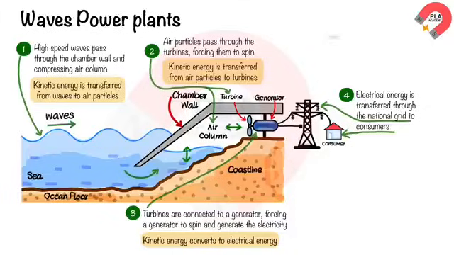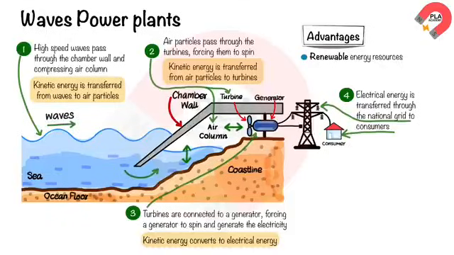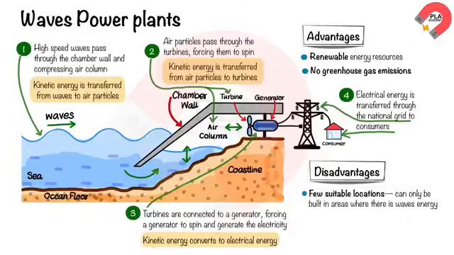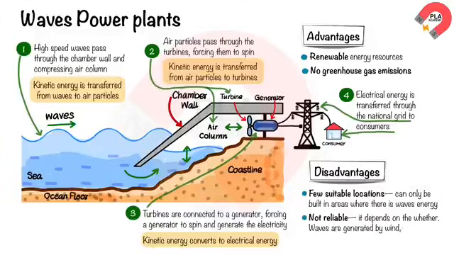Here are some of the advantages of wave power plants. Renewable energy resources. Wave energy is an infinite resource that will never run out. No greenhouse gas emissions. Wave power plants do not produce greenhouse gases or other pollutants. Here are some of the disadvantages of the wave power plants. Few suitable locations. Wave power plants can only be built in areas where there is wave energy. Not reliable. Wave power is not always available, it depends on the weather. Waves are generated by wind, so if there is no wind, there will be no waves.